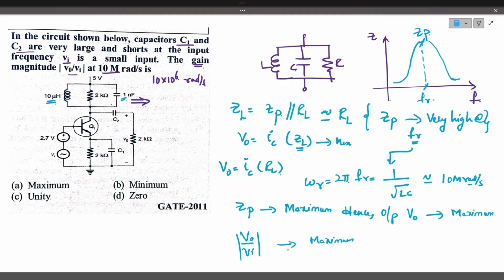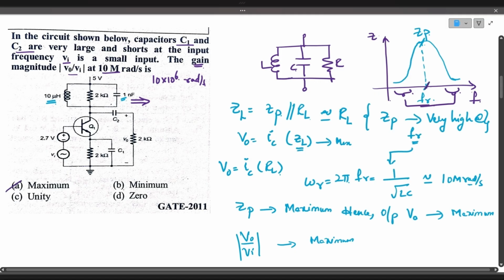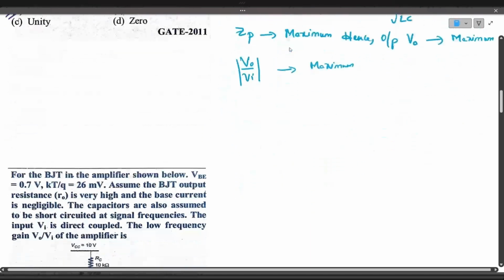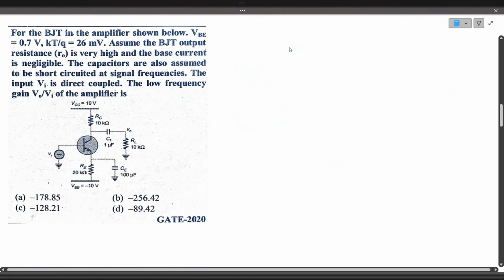The voltage gain will be minimum at the lower and very high frequencies. This is the lower frequency range, and this is the very high frequency range where the gain is very low. At the resonant frequency, gain will be high. So the answer is option A, maximum. We'll see the next question.